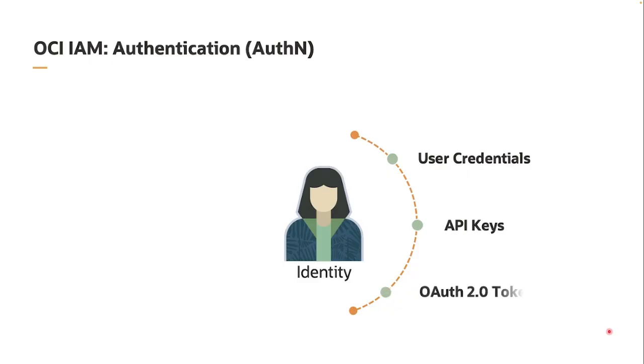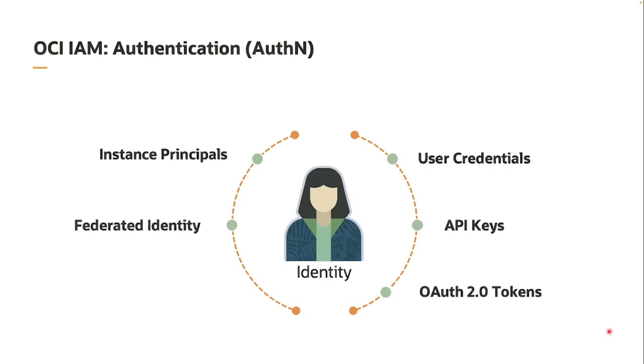Also, the tokens obtained via OAuth 2.0 can be used for authentication and authorization, allowing applications to access resources on users' behalf. Next, with the instance principal, a compute instance can securely access OCI resources without the need of having credentials like username and password. And with federated identity, we allow the users to authenticate using external identity providers that support the SAML 2.0 protocol. And multi-factor authentication can be added on top, providing an extra layer of security. All these mechanisms can be used for authentication and decide who as an identity is allowed to access OCI resources.